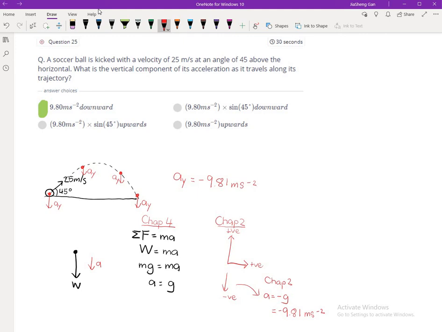So you have to be careful what chapter you are dealing with. Then you have to understand the maths in order to understand when you should put positive and when you should put negative. Basically, that's the explanation for the chapter 2 revision quiz.